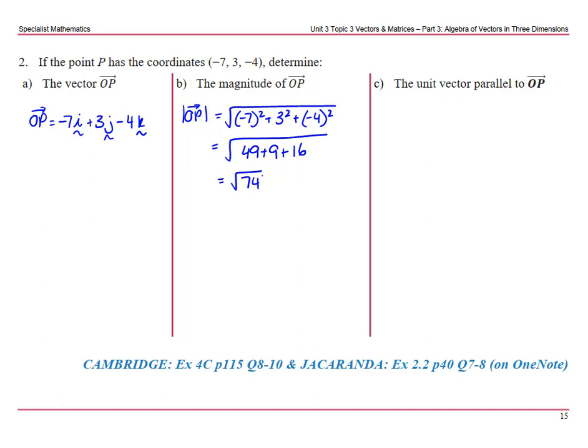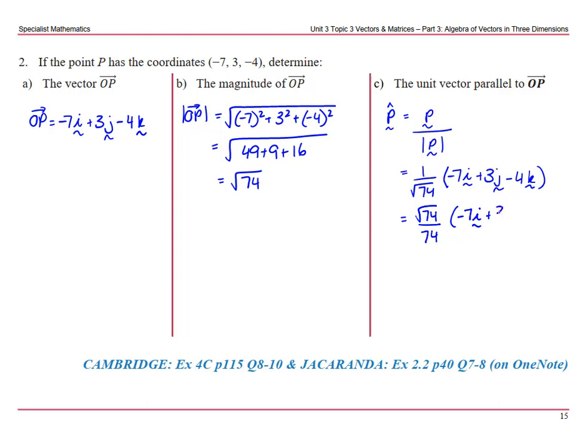And part C, the unit vector parallel to OP. So that's going to be given by our vector OP over the magnitude of OP. So 1 over the square root of 74 times -7i plus 3j minus 4k. Rationalizing that denominator would be square root of 74 over 74, times -7i plus 3j minus 4k.